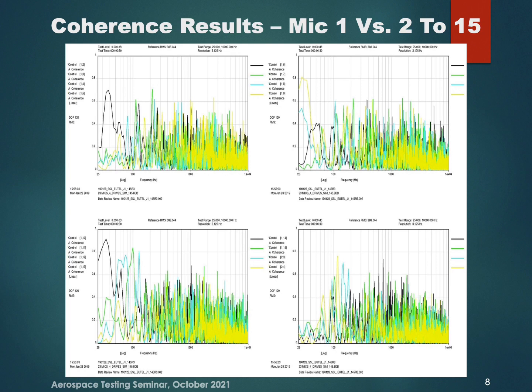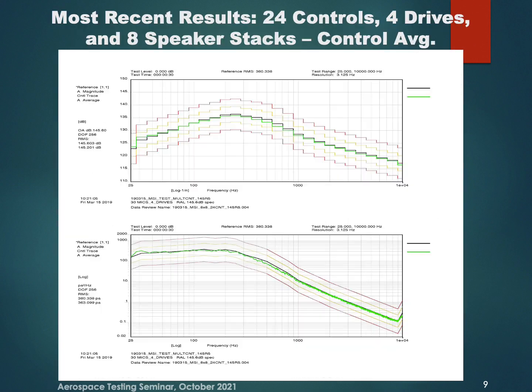Anything below 0.4 is effectively zero coherence because of the high variance that coherence shows as the coherence value reduces. This is a good example of a diffuse uniform acoustic field.